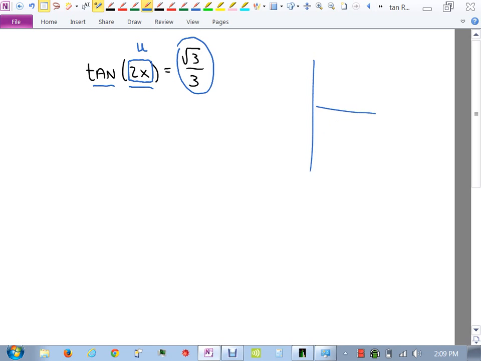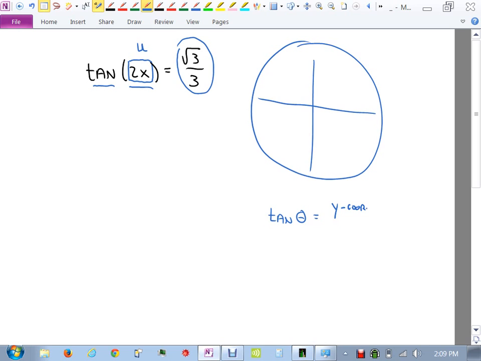So remember again on our unit circle, tangent of some angle, I'll call it theta, is the y-coordinate divided by the x-coordinate. So we're wondering, when are we going to get a √3/3? Well, nowhere on our unit circle is our y-coordinate exactly √3, and nowhere is our x-coordinate exactly 3. But if we look around, which y-coordinate has a square root of 3 in it? Let's see, how about pi/3?